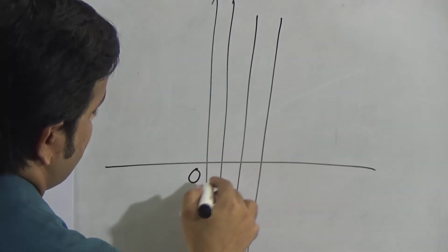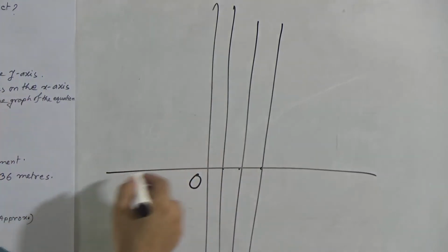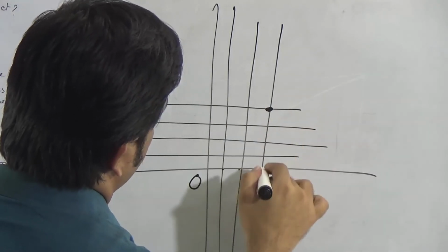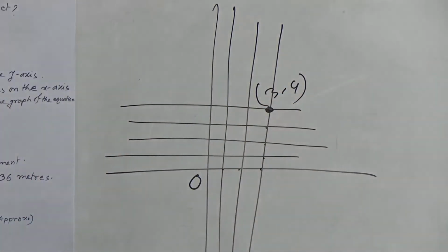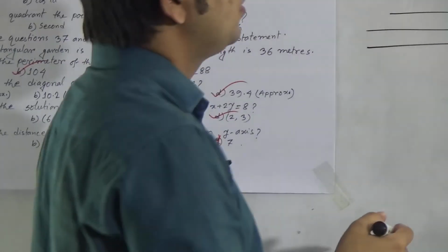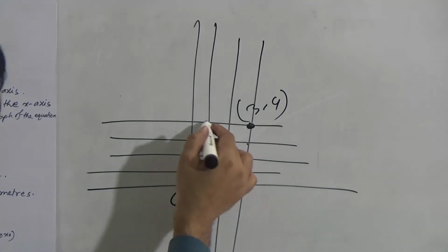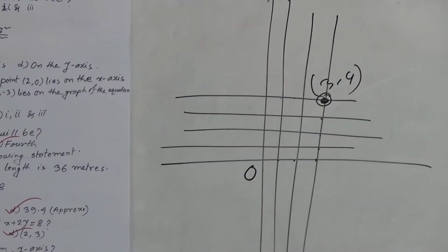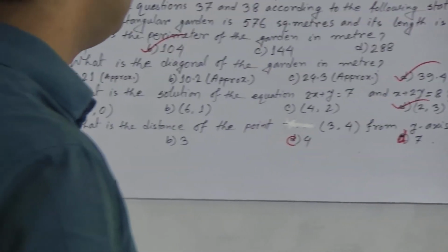This is O, meaning (0, 0). Move 1, 2, 3 along the x-axis, and along the y-axis we have to move 1, 2, 3, 4. So this is our point (3, 4). Now see, from the y-axis, what is the distance of this point? From the y-axis, the distance is 1, 2, 3. So the distance of the point from the y-axis will be 3.